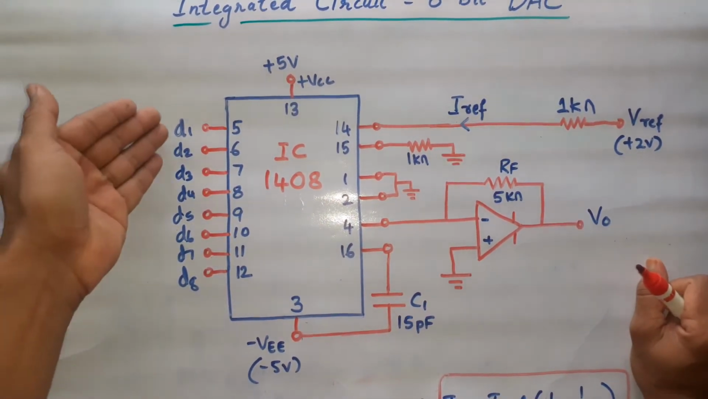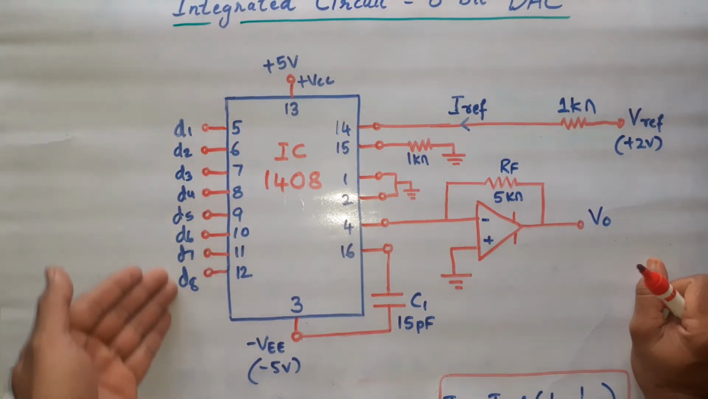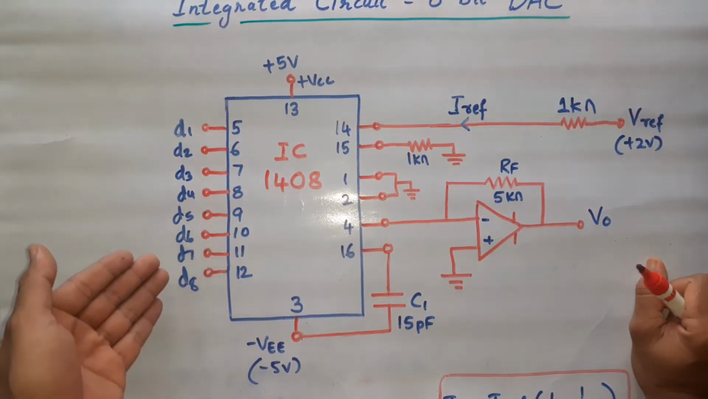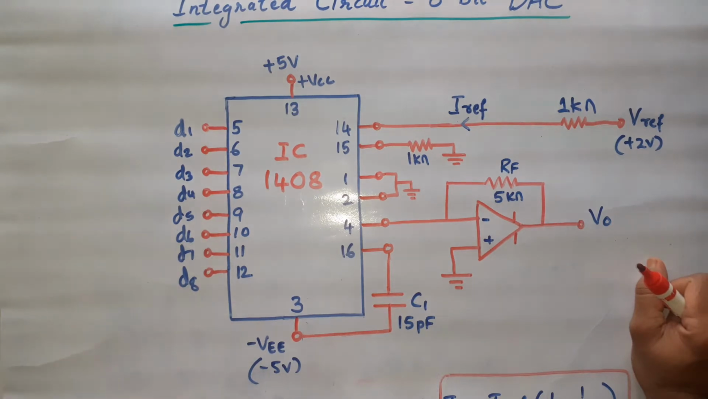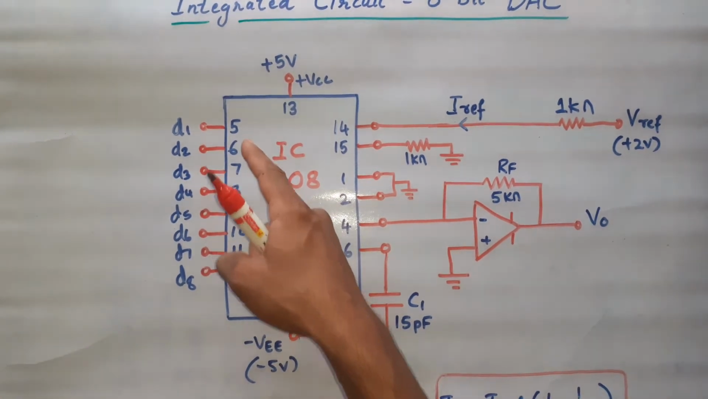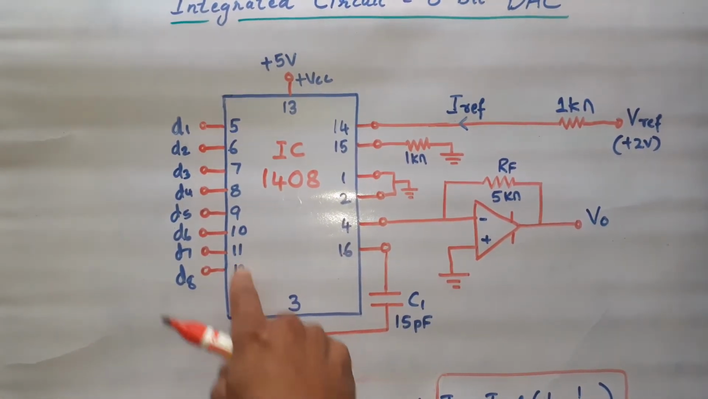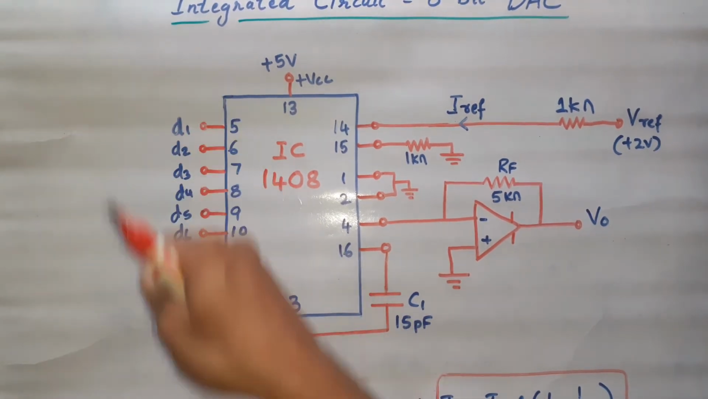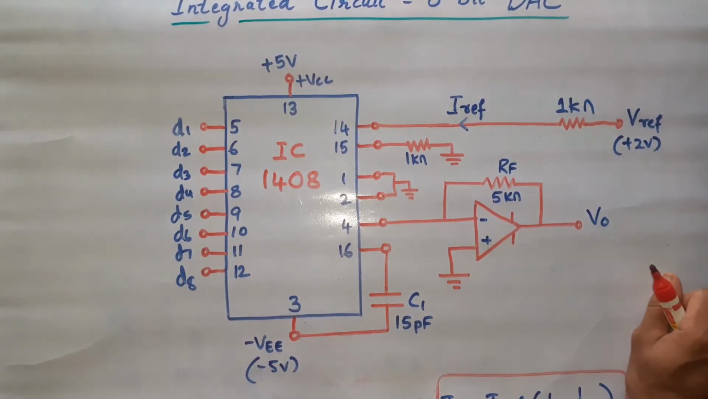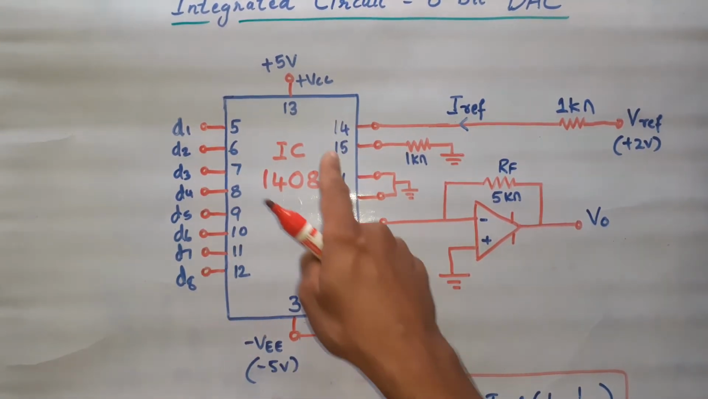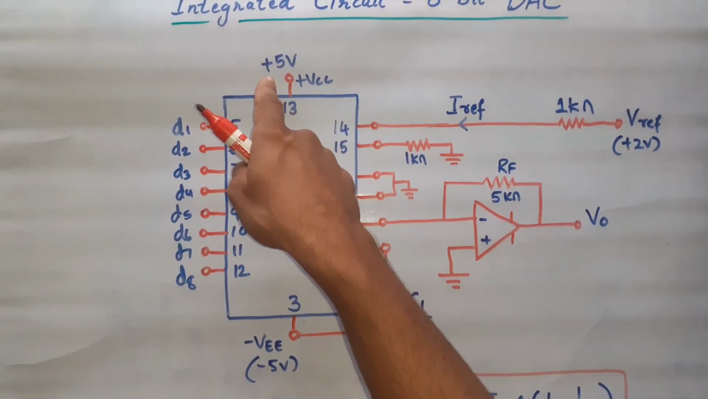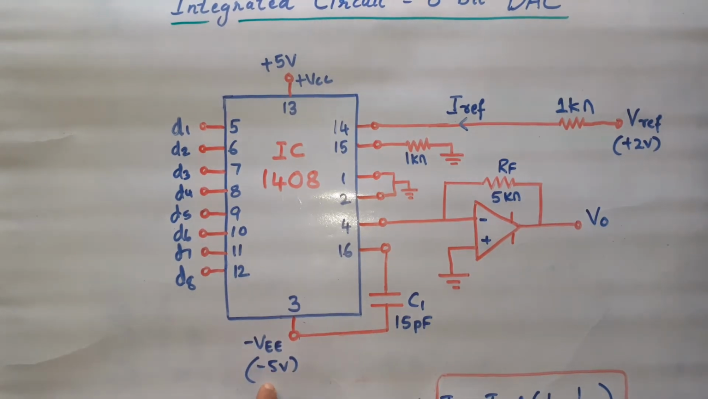This portion what you see here, D1, D2, D3, D4 up till D8, these are the digital inputs from pin number 5 to pin number 12. So this is your input side for your DAC. Now this particular IC works with plus VCC 5 volt and minus VEE minus 5 volt.